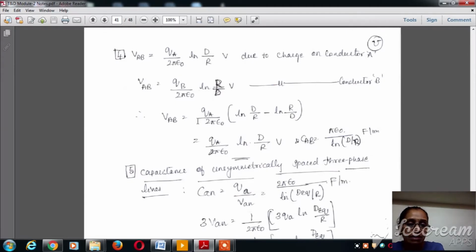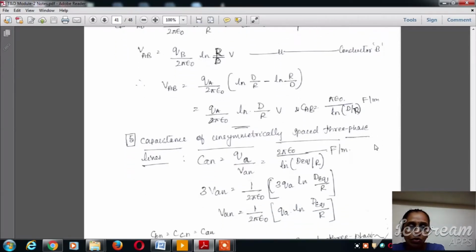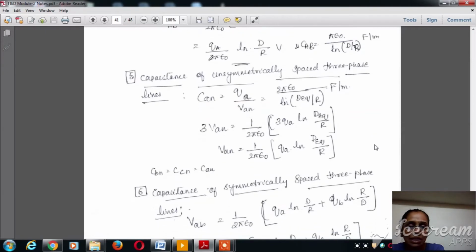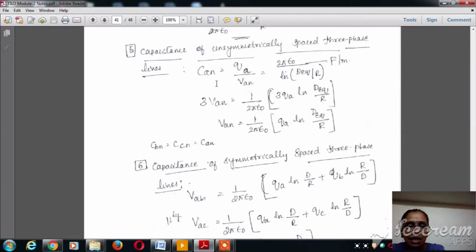Now VAB is nothing but equal to QA divided by 2 pi epsilon naught into ln D divided by R minus ln R divided by D. Now it is nothing but QA divided by 2 pi epsilon naught ln D divided by R volts, and then the CAB is nothing but equal to pi epsilon naught divided by ln D divided by R farads per meter. Now capacitance of unsymmetrically spaced three phase lines which we have derived is nothing but CAN is equal to QA divided by VAN, because C is nothing but Q divided by V. Now QA is 2 pi epsilon naught divided by ln D equivalent divided by R farads per meter.